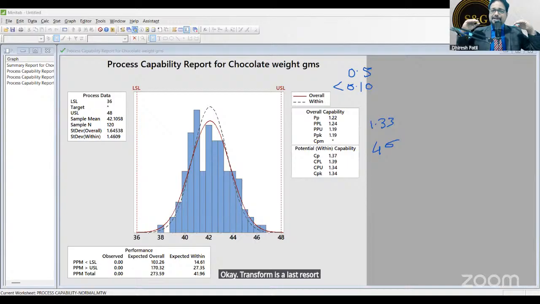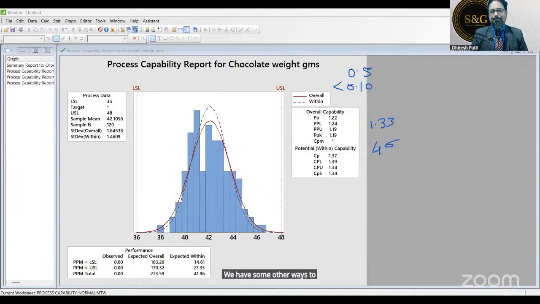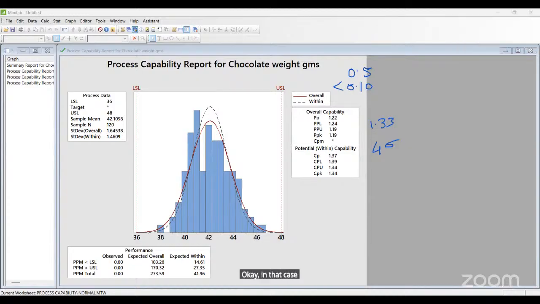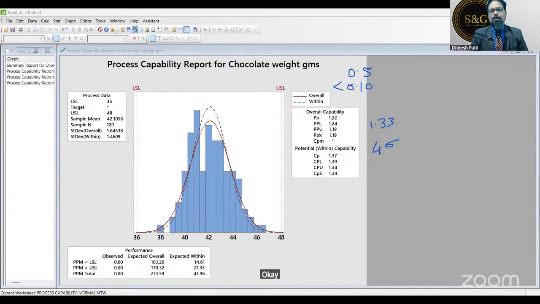When all options are exhausted, then doctors do the operation. Otherwise we have some other ways to deal with that. Okay. In that case, sir, I make a justification that without transforming, I am getting 1.33 or more than 1.33, and that's why I have not transformed the data. Okay, yeah, exactly.